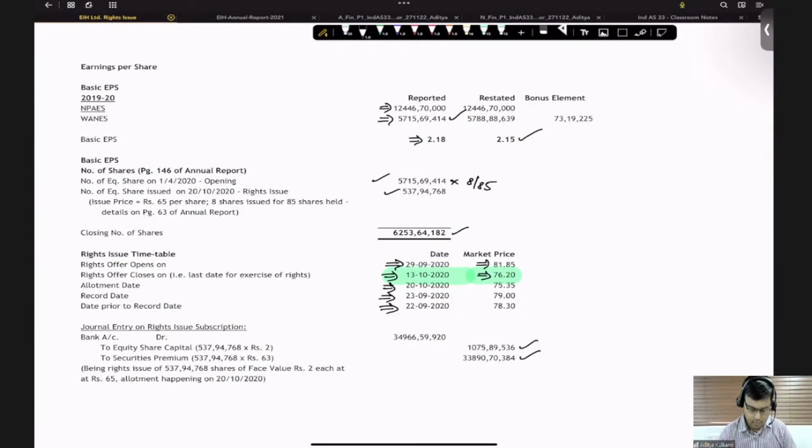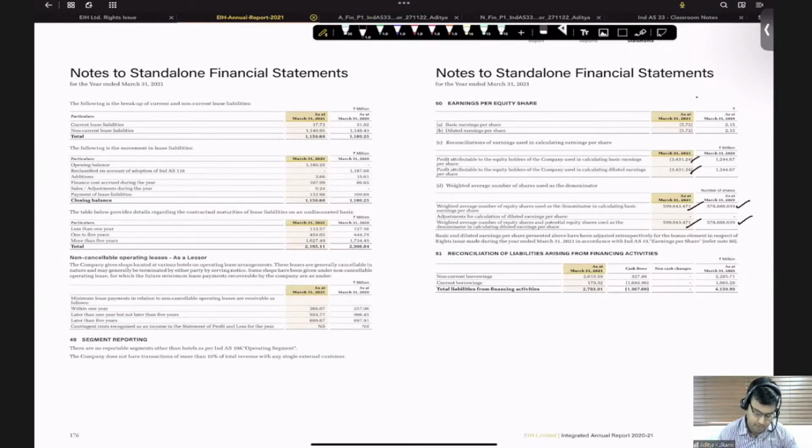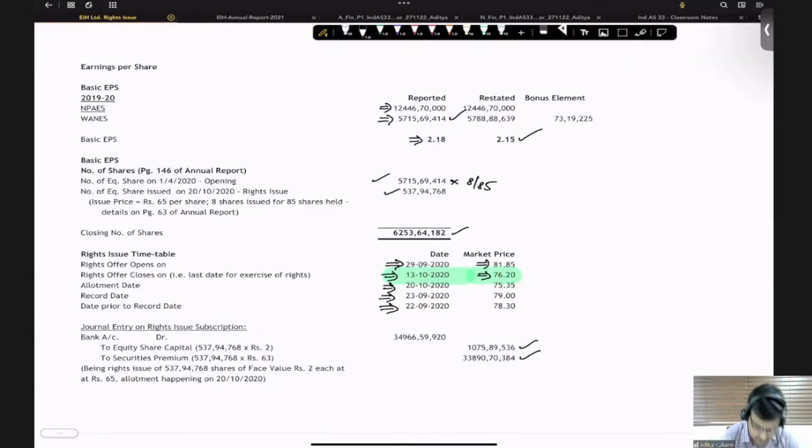Okay. All right. So let us come back to the rights issue discussion. Yes. So we start up with, we'll take one practical case from the report of EIH. I think this is the company where you have this Oberoi. I think so. Okay. So let us pick up this particular case to see how they actually calculate the EPS in the case of rights issue.